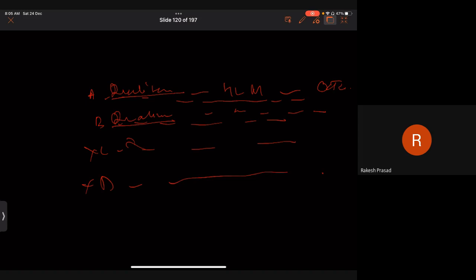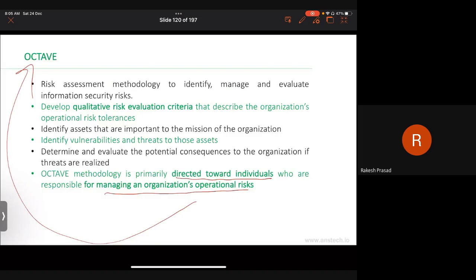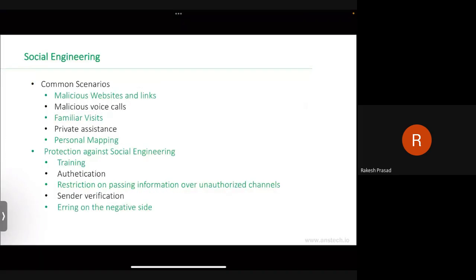You know that the answer is B, but your mind will play tricks with you and you will still say, okay, the answer is A. You will think that you have chosen qualitative and picked A. This is where you will go wrong. It happens. So be very careful when you are reading the question. So this is what OCTAVE is all about.